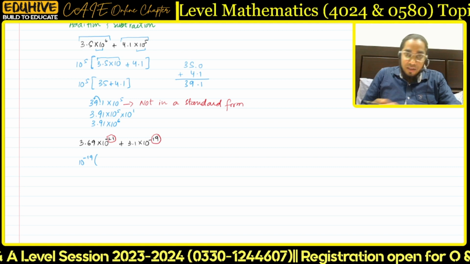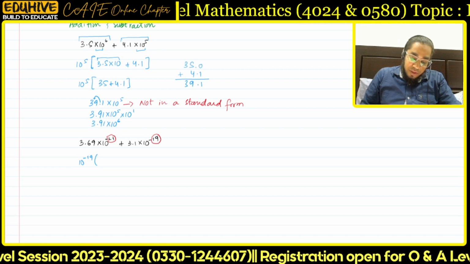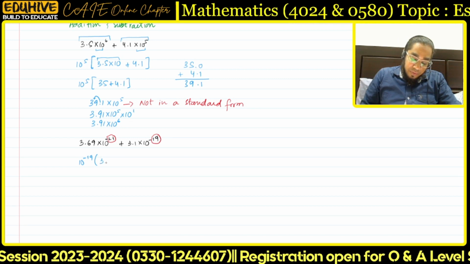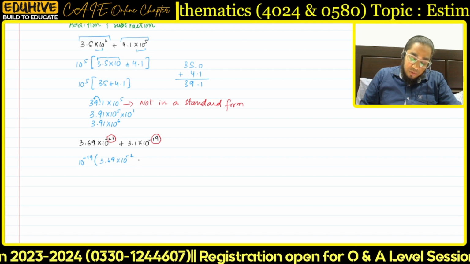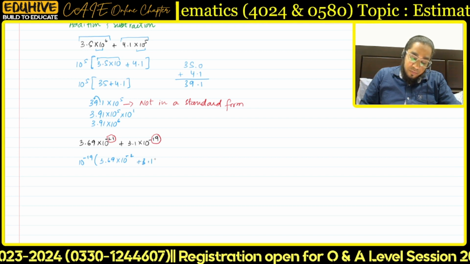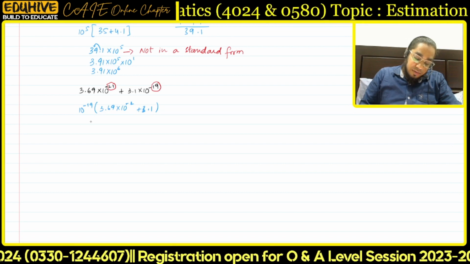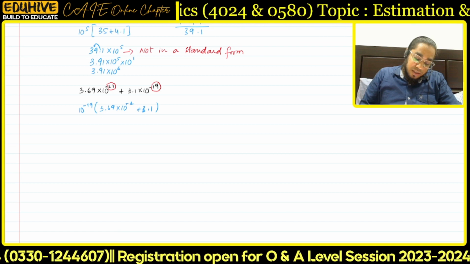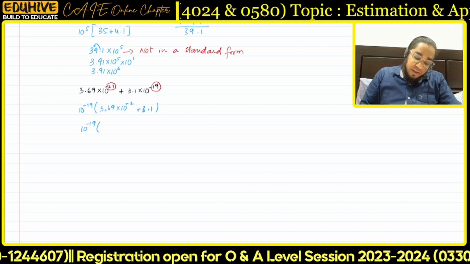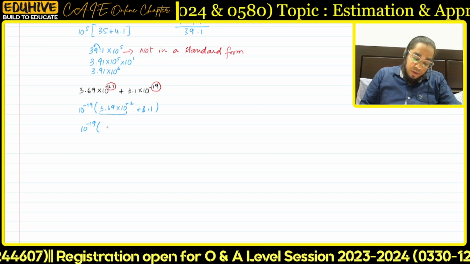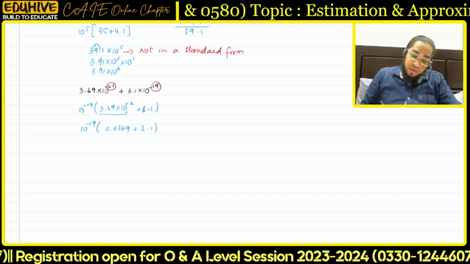So I just discovered a new method, and I take common 10 to the power minus 19. So there will be 3.69 into 10 to the power minus 2 over here, and plus 3.1 over here. So 3.69 into 10 to the power minus 2 plus 3.1, with 10 to the power minus 19 outside. If I convert this number into the simple form, it's going to be 0.0369 plus 3.1 over here.